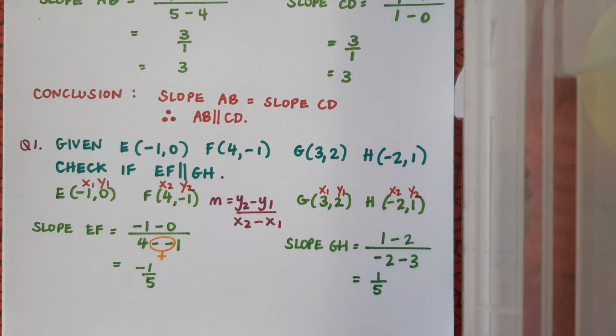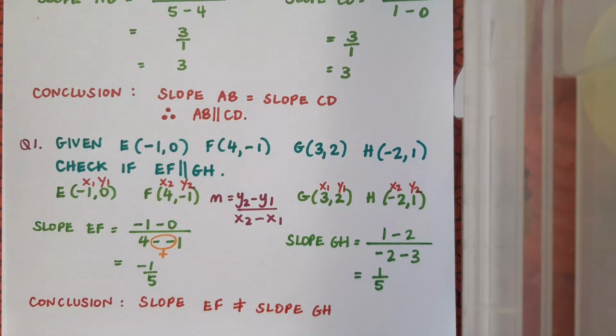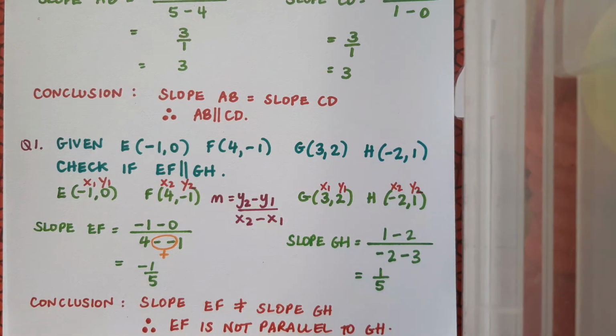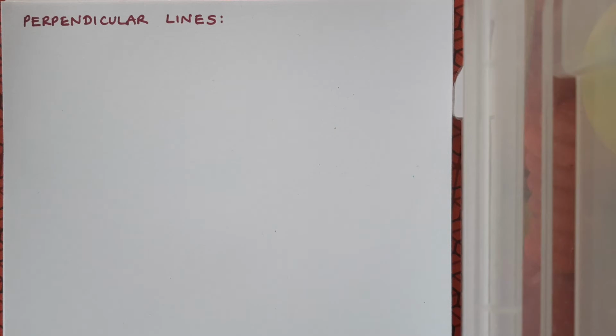So now I'll state my conclusion. I'll first of all say that the slope of EF is not equal to the slope of GH. So EF is not parallel to GH in this case. Now we move on to look at perpendicular lines.